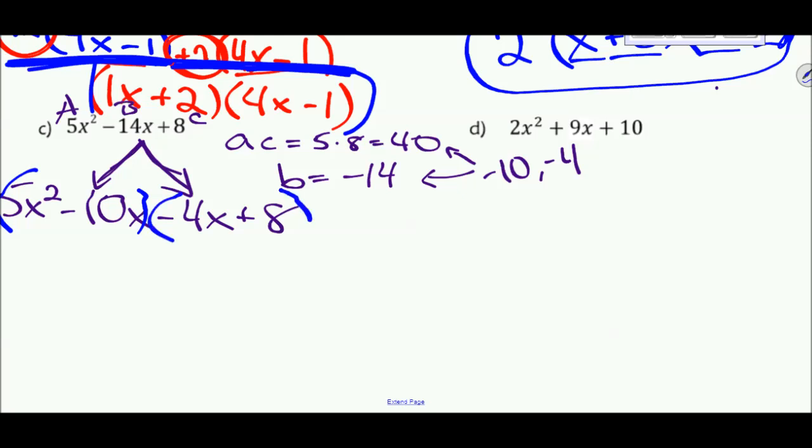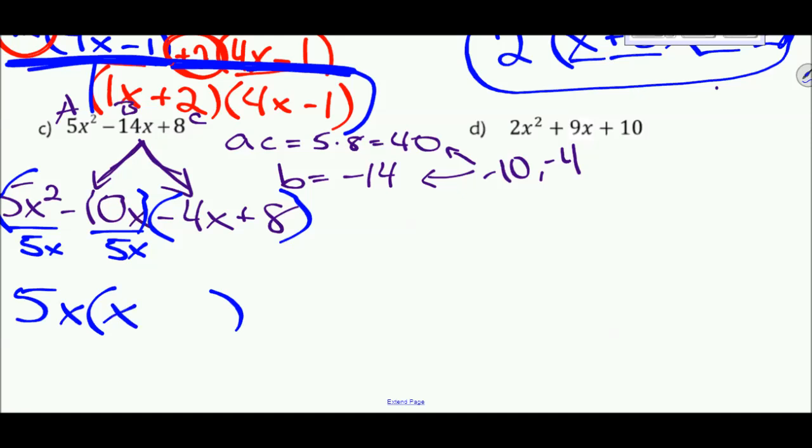I'm grouping that, and I'm grouping that, and I'm going to factor something out of here. The biggest thing that I can factor out of there, a little bit more. Yeah, really 5x. That goes to the outside of the parentheses. What's left inside of there? Charlotte, when I divide this by 5x, what do I get? Just x, yep. When I divide negative 10x by 5x, Jason, what do I get? Negative 2.